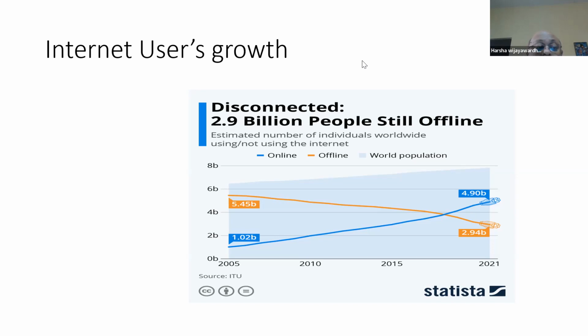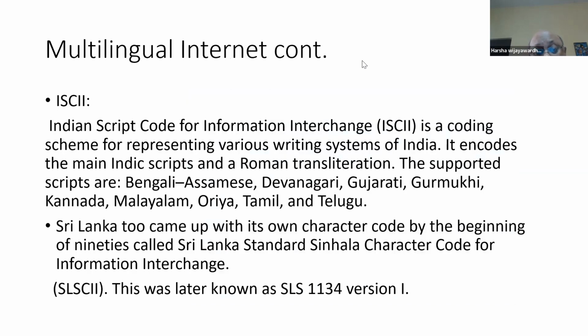So the next one is, people had realized how to actually do this. There was also some other technical work happening, and the same way that we started in Sri Lanka too. Like ASCII, a lot of countries started because they needed it to computerize their languages. Like the Indians, who wanted it so badly, so did the Sri Lankans. So they came up with the same kind of model, the Indian Script Code for Information Interchange.